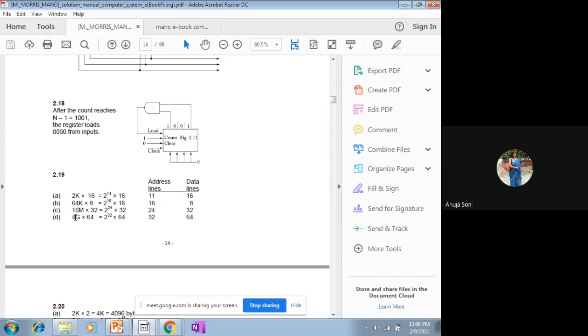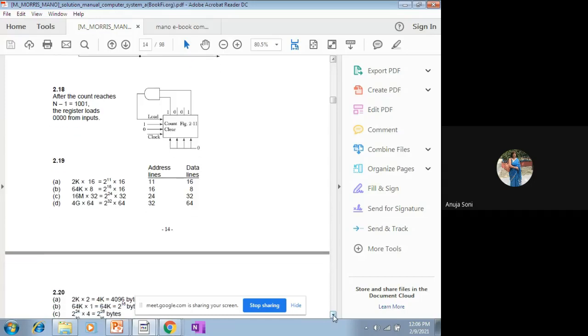Next is 4g into 64. G is 1024 into 1024 megabyte. Again 1024 will be converted in terms of 2 raised to power 10, and 1 megabyte earlier was equivalent to 2 raised to power 20. So 2 raised to power 20 into 2 raised to power 10 becomes 2 raised to power 30, and 4 will be equal to 2 raised to power 2. So in total it will become 2 raised to power 32. So 32 will refer to your address lines. So this way you have to solve the question.